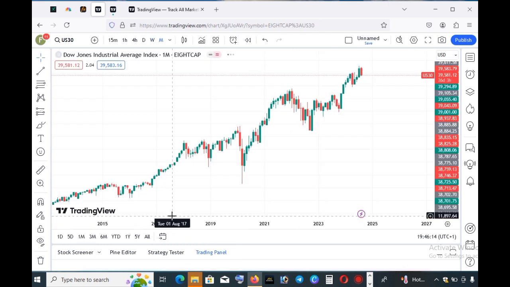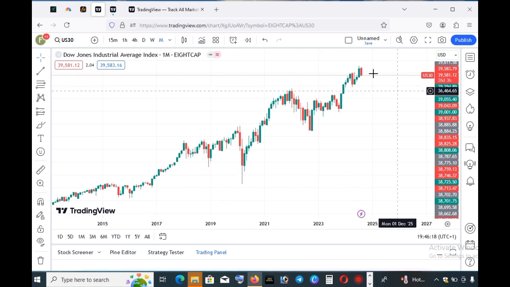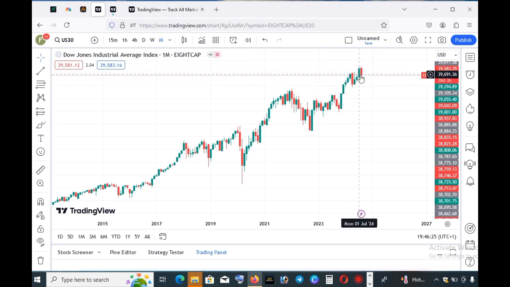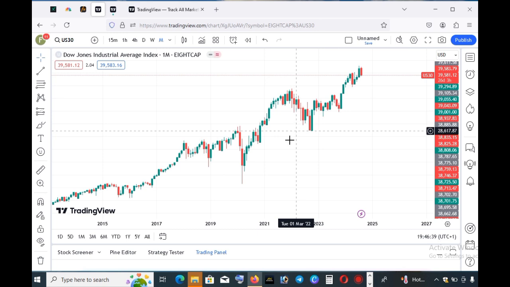Monthly time frame. When we find ourselves in monthly time frame, it really means that each candle on this chart takes 1 month to form. This is July. This one here is August. Here is June. Each one of these candles is significant of 1 month. Just one candle takes 1 month to form.